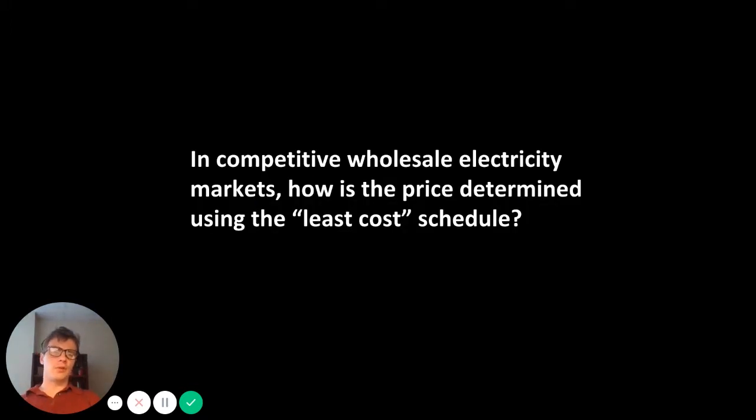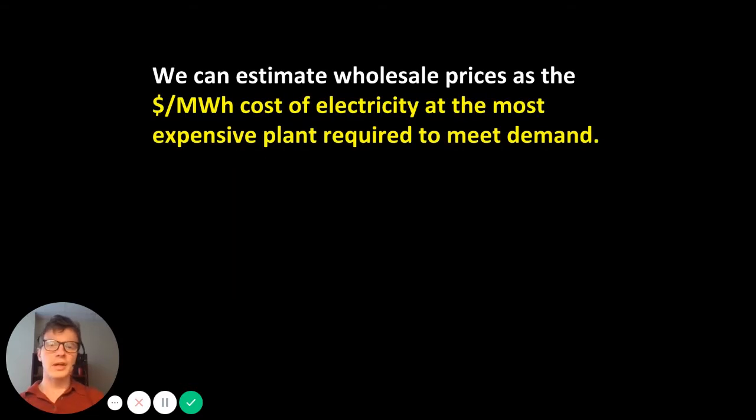So in competitive wholesale electricity markets, how is the price determined using the least cost schedule? We talked a lot about the microeconomic theory of how wholesale electricity prices are determined. But if we're using the combination of economic characteristics and engineering constraints at power plants, along with all the other constraints that might be on the transmission of electricity throughout the network, and we come up with this least cost schedule, we can estimate the wholesale prices as the dollar per megawatt hour cost of electricity at the most expensive plant required to meet demand in every hour.